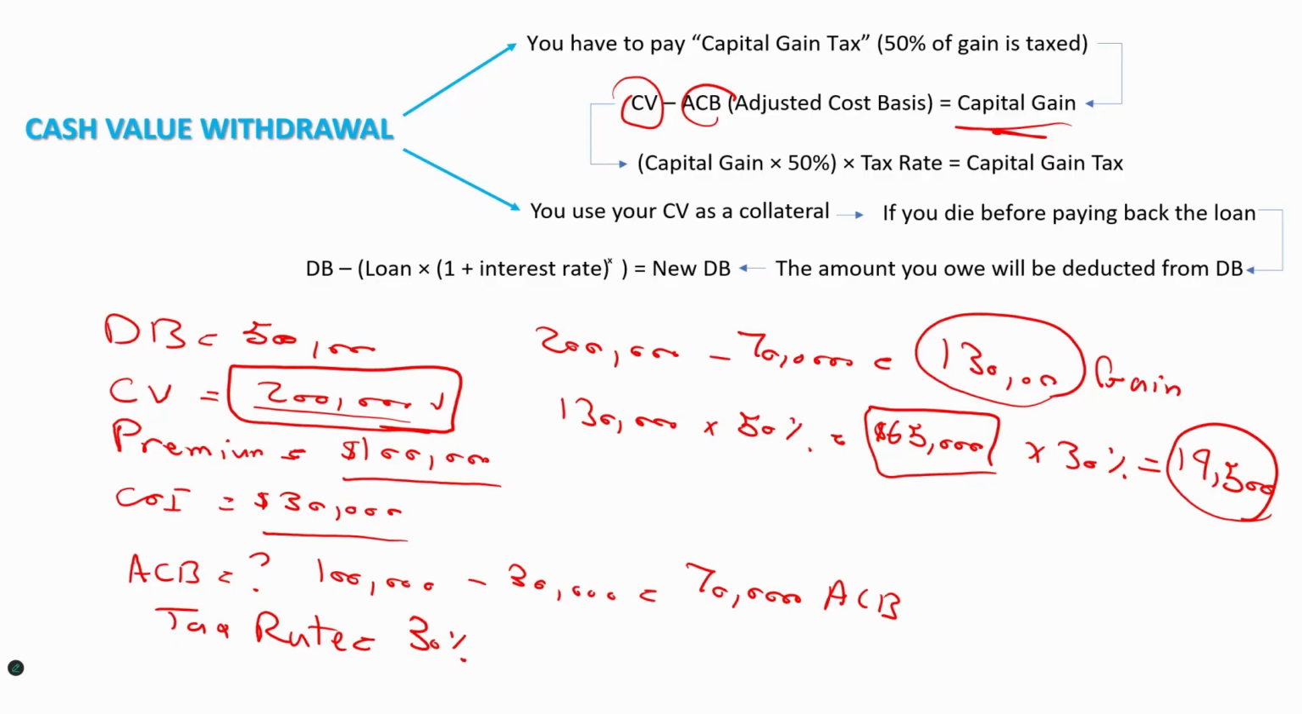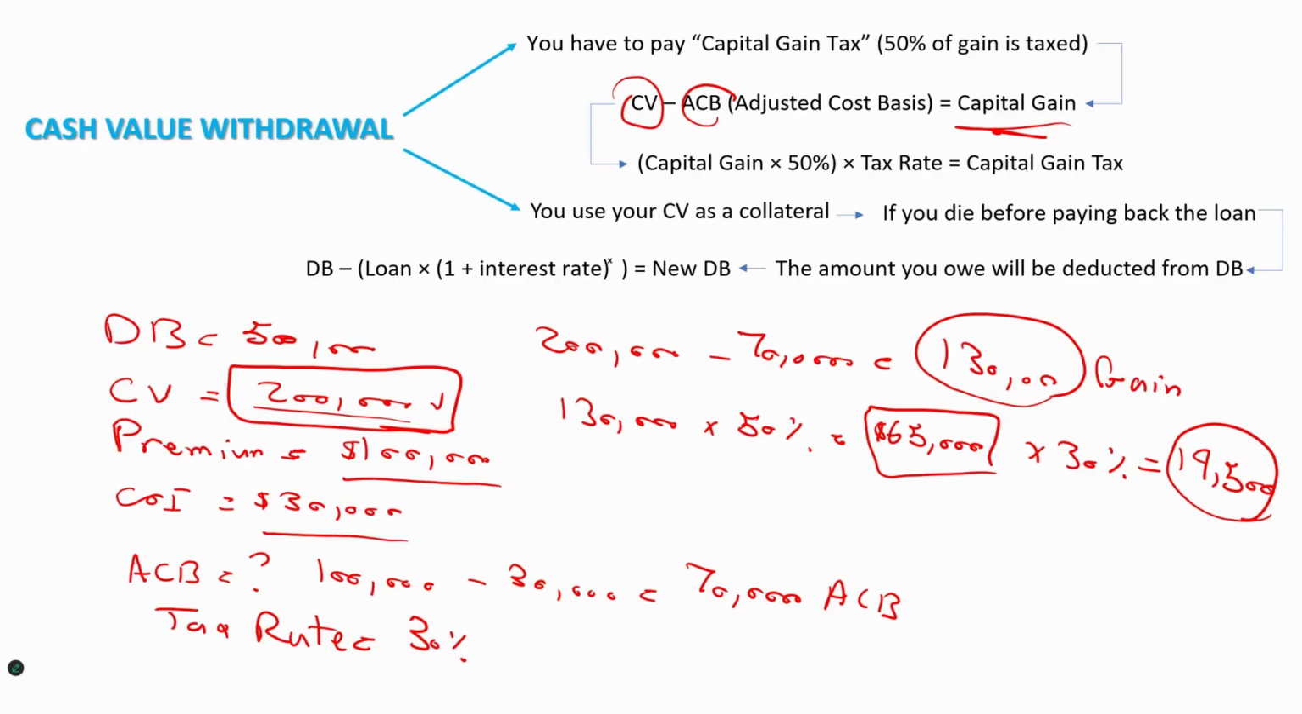All right. Now I want to go a little bit further as well. If the client does not want to surrender the policy, but basically wants to take out $100,000 out of the cash value, what will happen at that time?